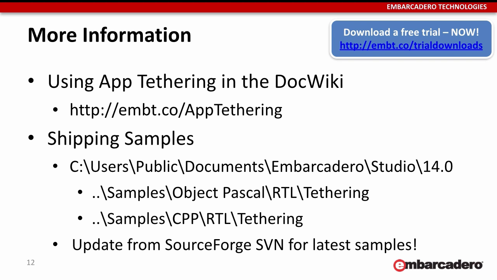For more information on app tethering, you can check out the DocWiki page, which there's a link for right there. Also, we ship a number of examples, so if you don't already have RAD Studio XE6 installed, go out and grab the trial now, download it, and you can check out the samples there in either the Object Pascal or the C++ folder. Then go to RTL for Runtime Library and Tethering. You'll want to make sure that you update those samples from SourceForge using Subversion so that you have the latest version. Sometimes there'll be newer samples available on the Subversion repository than what actually ship. You can simply do a Subversion update, and it'll pull that data right down into your sample folder.